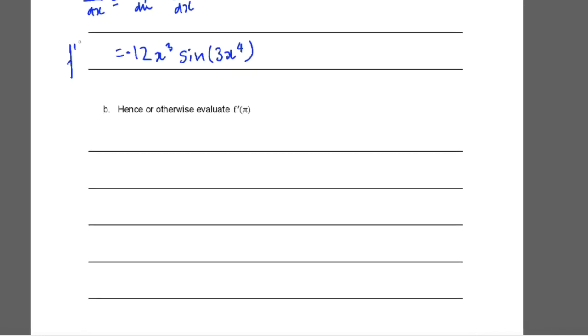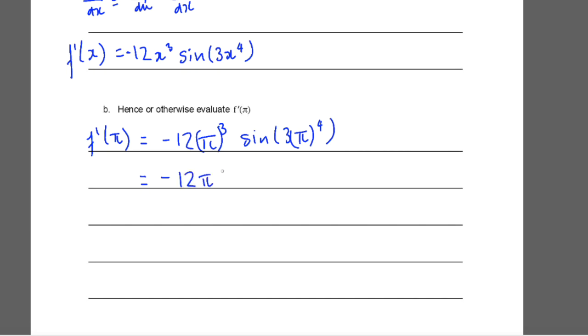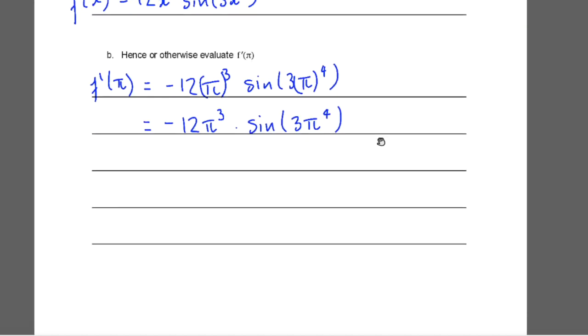Hence or otherwise, find f dash of pi. Okay, so f dash of x is that. So f dash of pi, well, it's going to be negative 12 times pi cubed. Wherever we see an x, we substitute in a pi, times sine of 3 pi to the power of 4. Okay, so that's going to give us negative 12 pi cubed times sine of 3 pi to the power of 4. We can leave it in exact form, and that's just what we're going to have to leave our answer as.